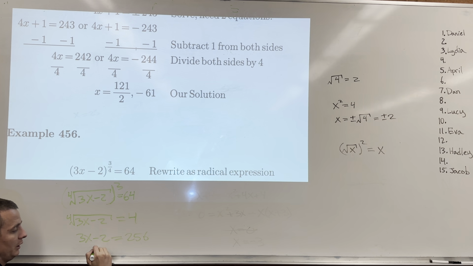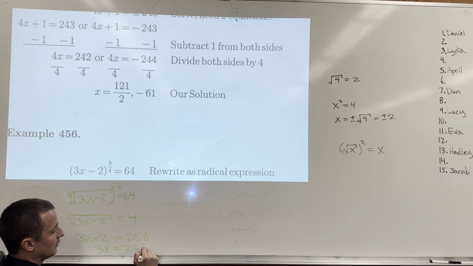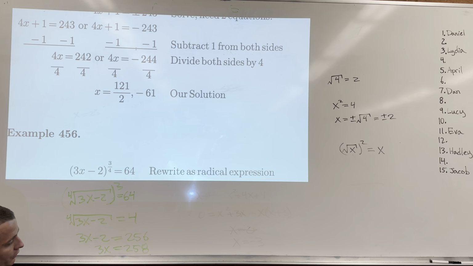Okay, so now we get 3x is equal to, plus 2 to both sides, 258. Try 258 divided by 3, see if it comes out evenly. It comes out to 86. So it came out perfectly, x equals 86. And that was 258 divided by 3.